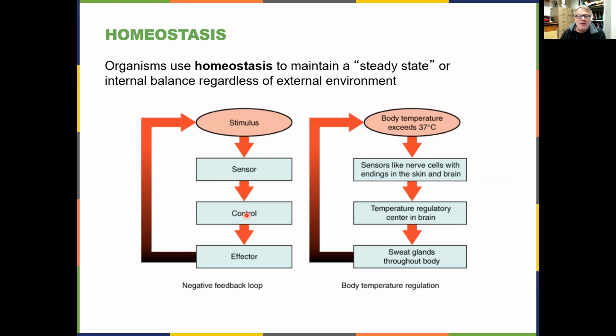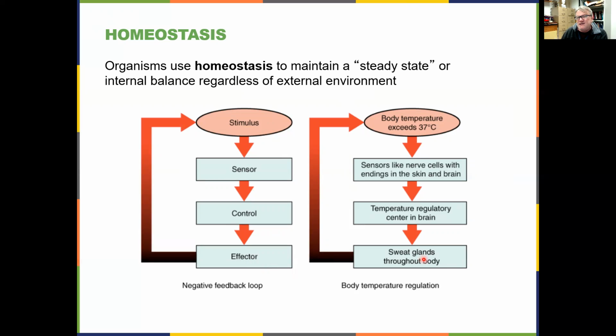The control mechanism is generally going to be something found in the brain. There's going to be a temperature regulation center. In the brain, it's the hypothalamus. Then you have to have some way in which the brain can trigger a control of something. It's got to go to some sort of muscle or gland in order to make a change. That's called the effector, something to cause an effect.